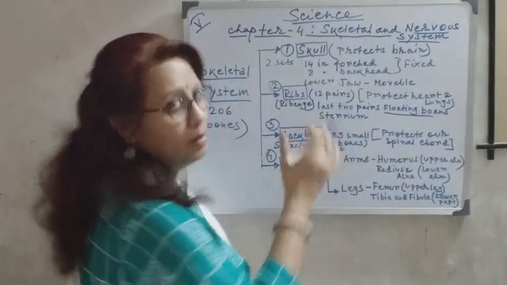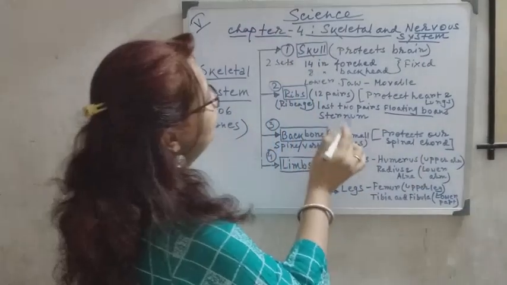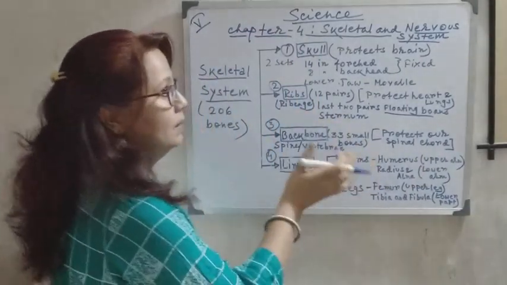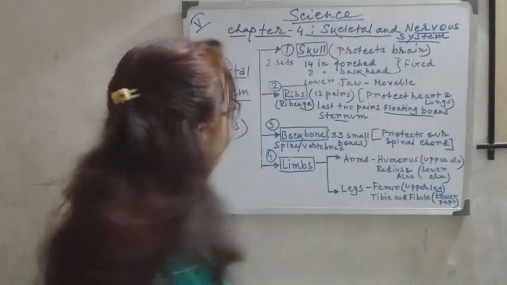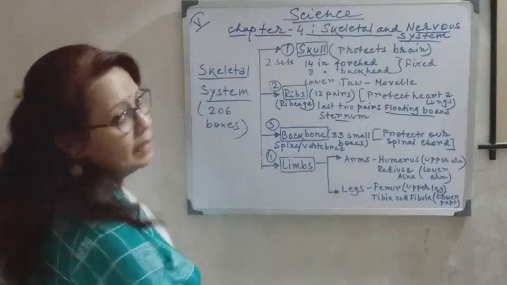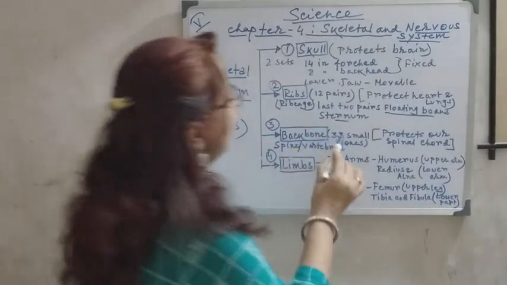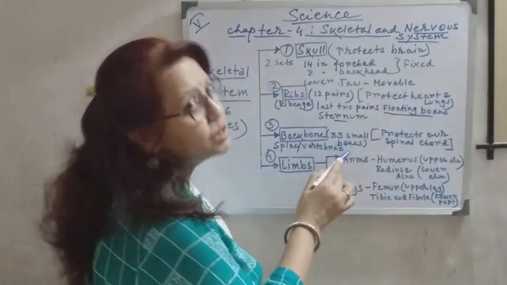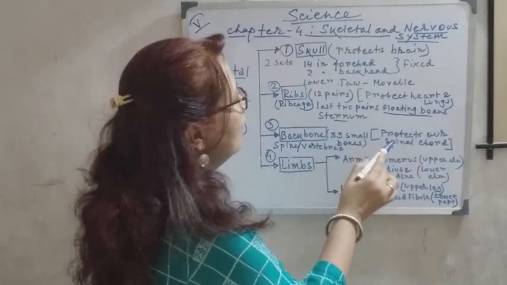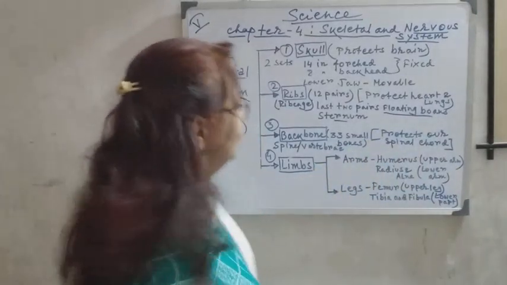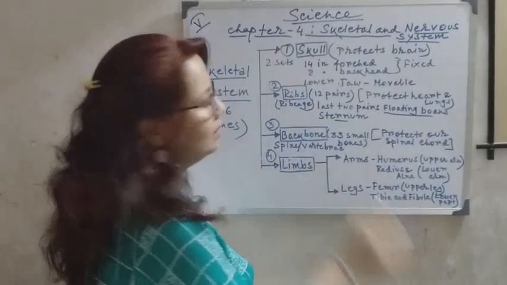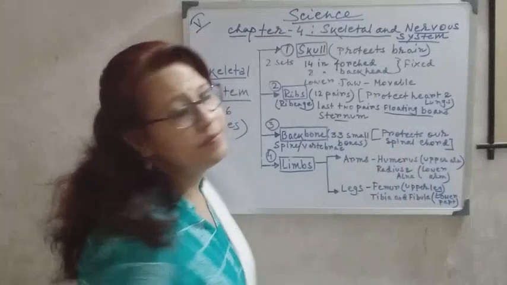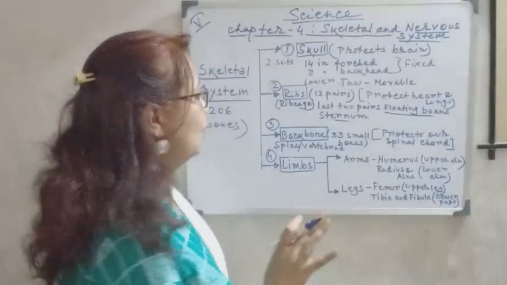Always remember. And the sternum is the bone in the front side. There is the sternum, a particular bone. And next is the backbone. The backbone consists of 33 small bones, and it protects our spinal cord. The backbone is also called the spine or vertebra. You know that the spinal cord is very important for our body.